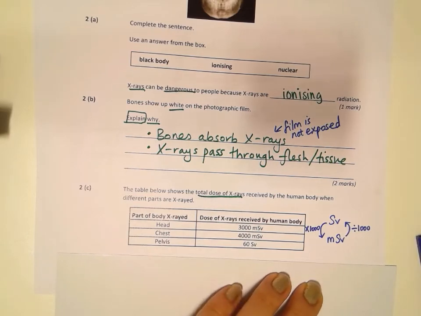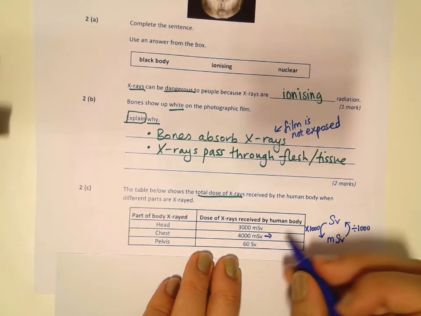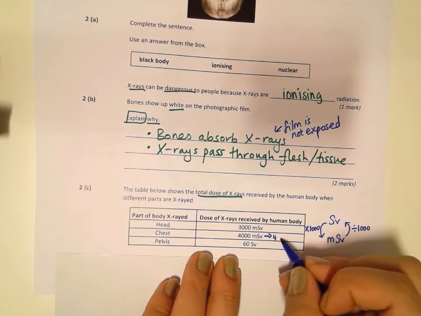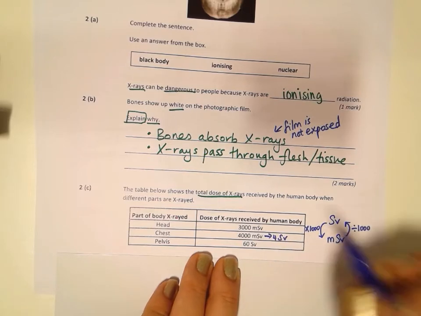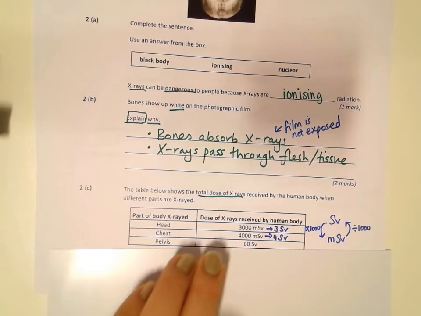And let's make sure they're all the same. So if we divide the chest dose by 1,000, 4,000 divided by 1,000 is 4 sieverts, our standard units, and the head 3 sieverts are our standard units.